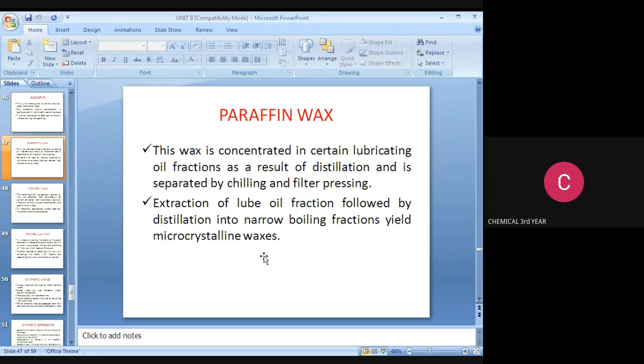Extraction of the lube oil fraction followed by distillation into narrow boiling fractions yields microcrystalline waxes. The wax is in a certain lubricating oil fraction which is the result of distillation. Distillation is based on the boiling point difference, and the components are separated by chilling and filtering. The extraction of the lube oil is followed by distillation into narrow boiling fractions, and the fraction is called microcrystalline waxes.